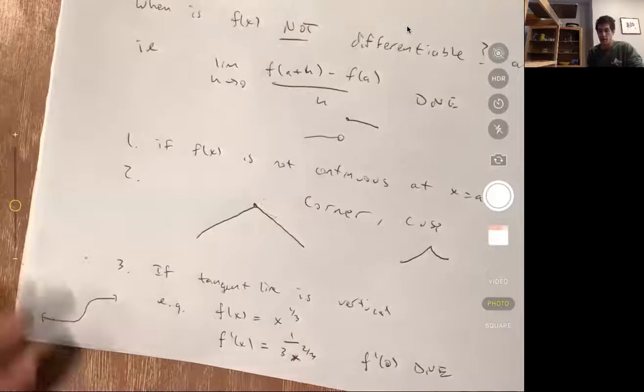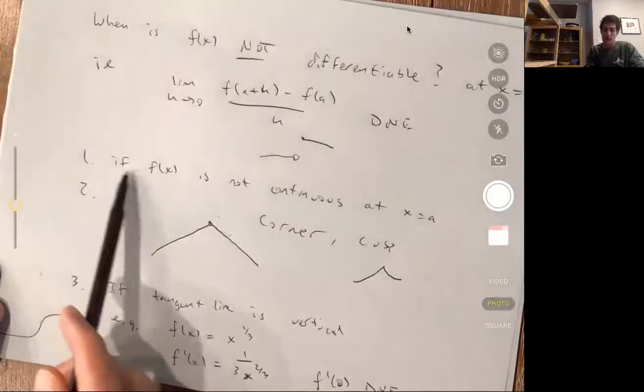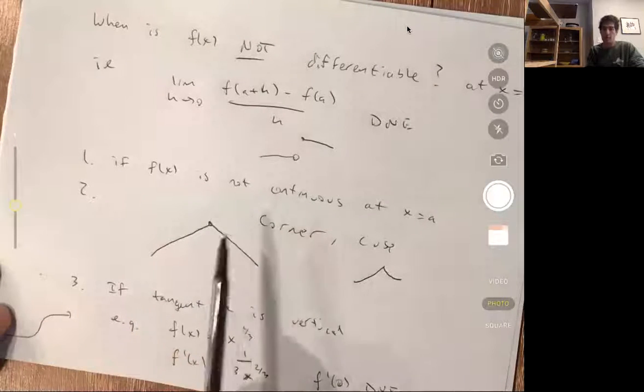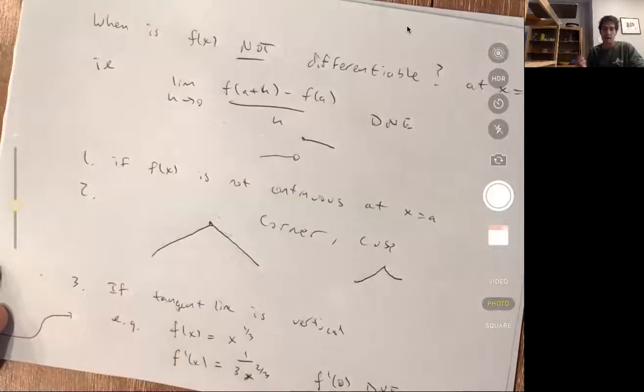And so these are the three main ways that a function can fail to be differentiable: if you have a discontinuity, if you have a corner or a cusp, or if there's a vertical tangent line.